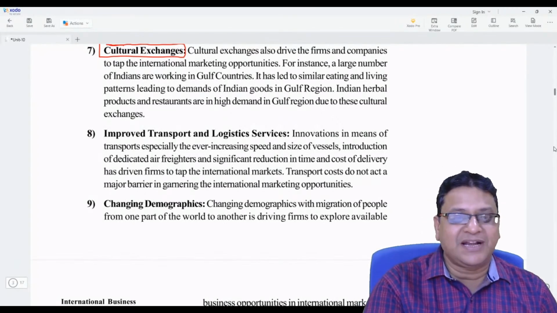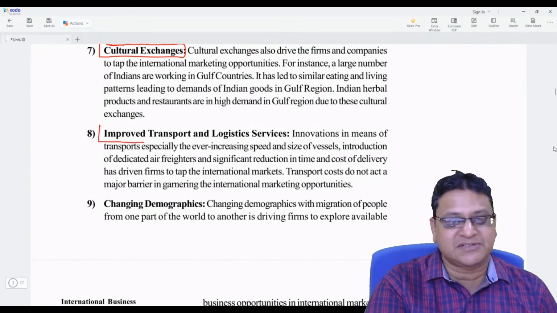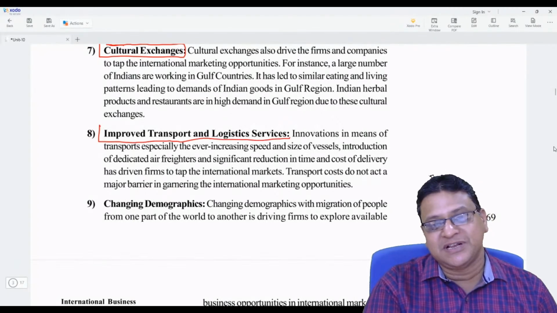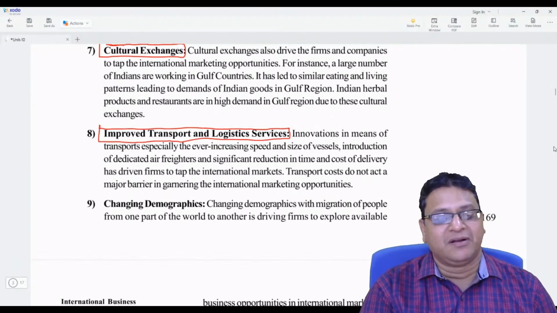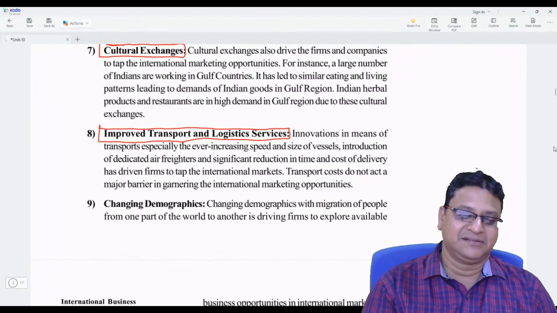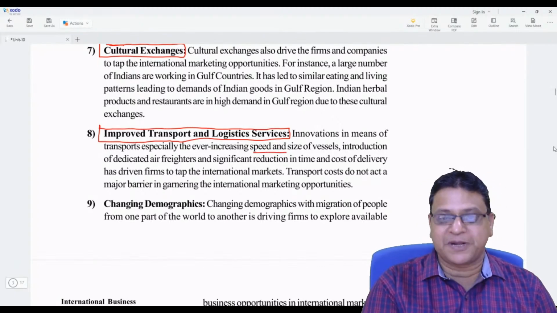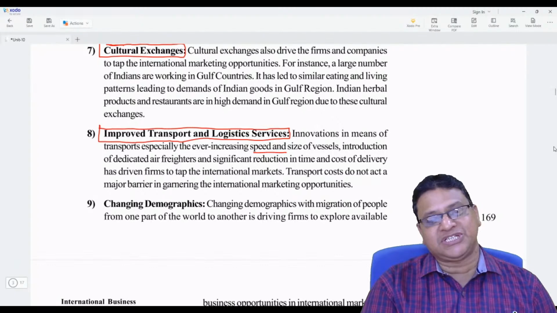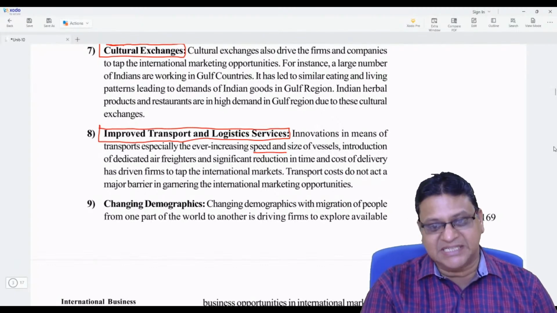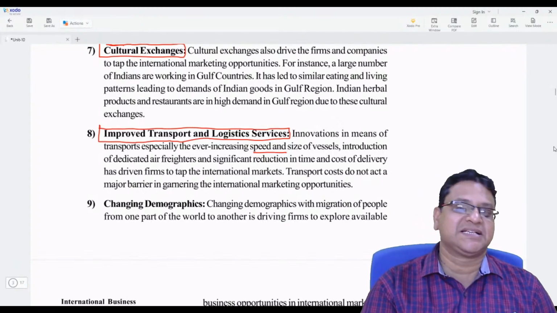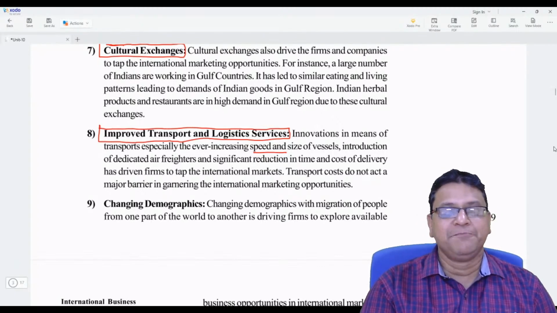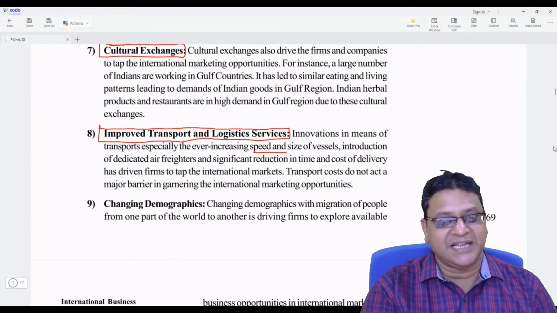Improved transport and logistics service. We have already discussed the transport service, logistics service is improved. The cost of transport is no more a big player or barrier in international trade. The speed of transport and logistics has increased tremendously. So all these things bring importance of international marketing.